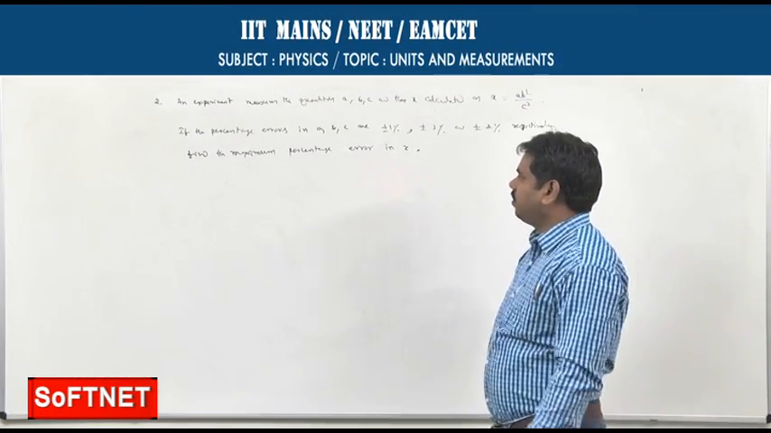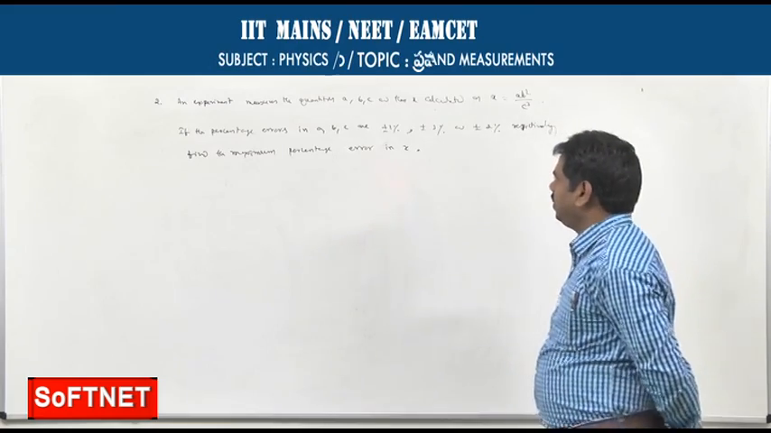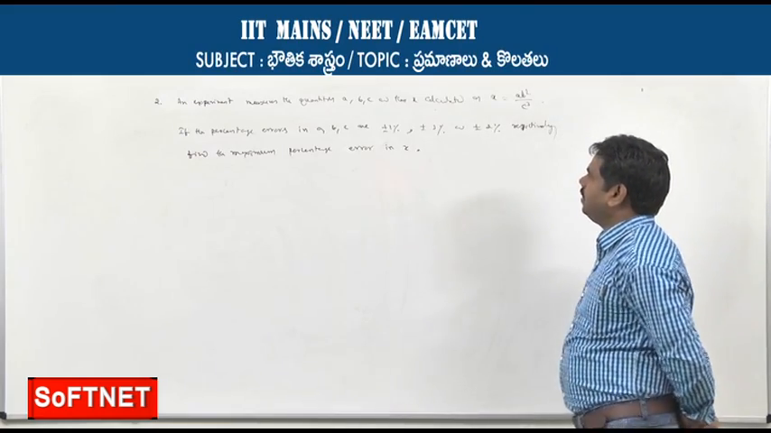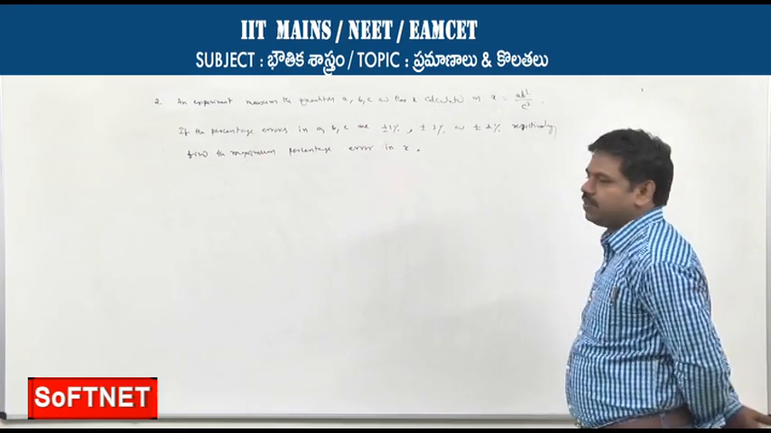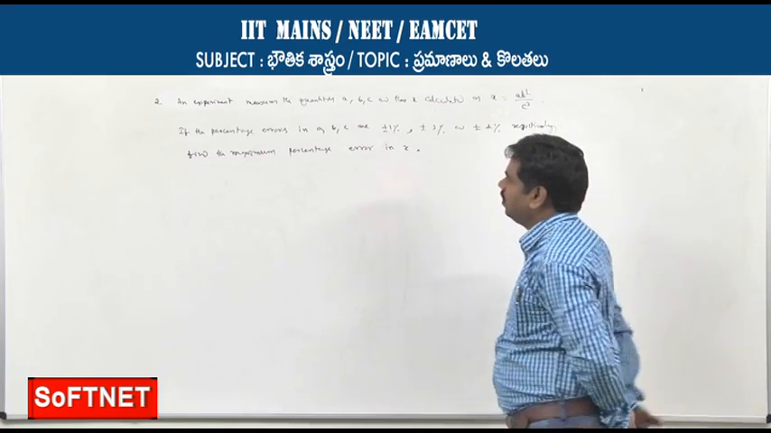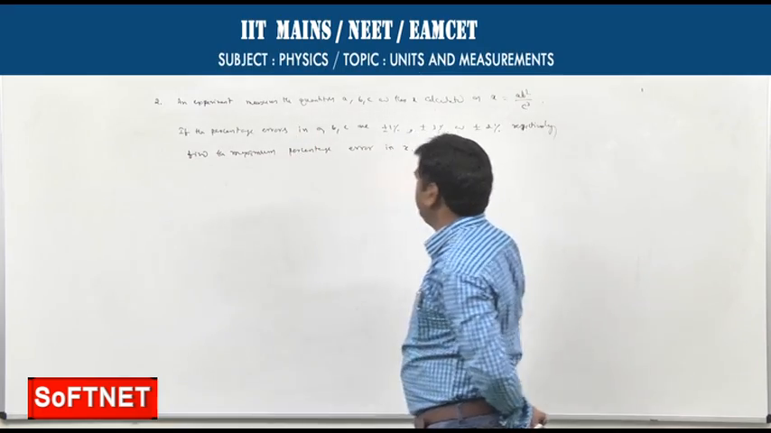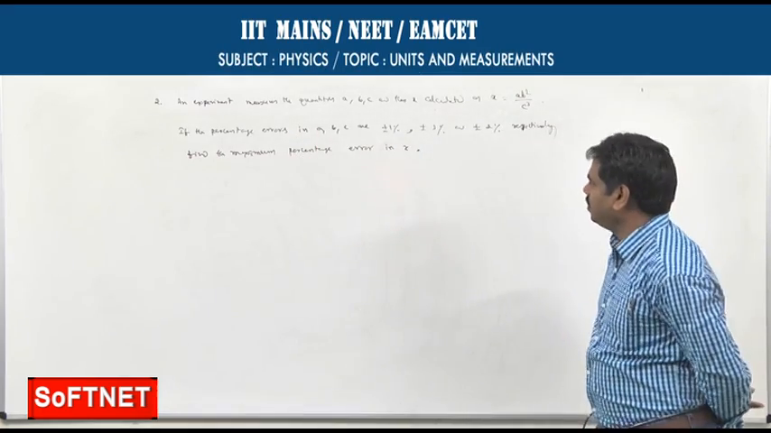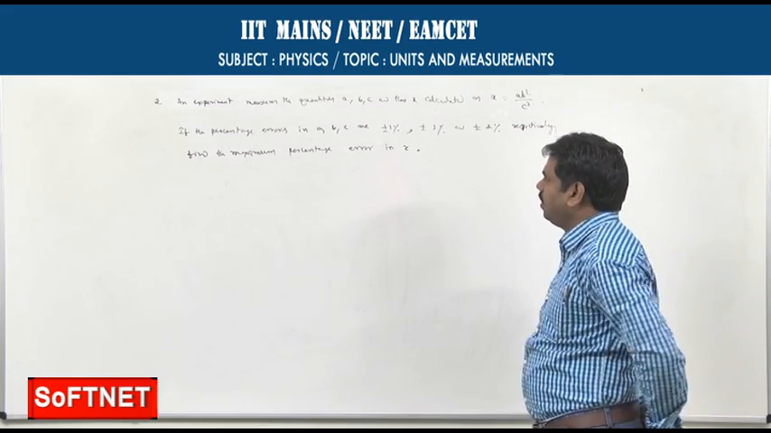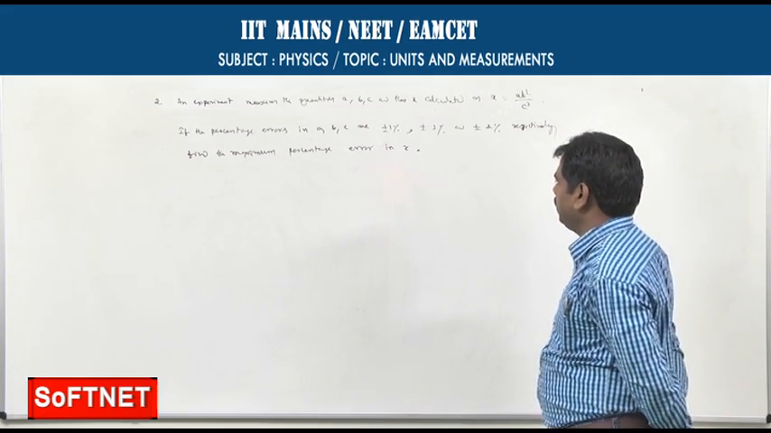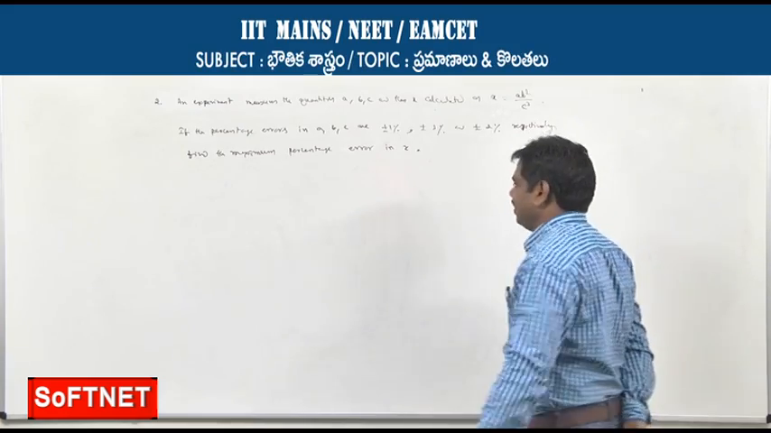Here we go, the next problem. An experiment measures the quantities A, B, C and then X is calculated by the relation X is equal to AB square by C cube. If the percentage errors in A, B, C are given as plus or minus 1%, 3% and 2% respectively, find the maximum percentage error in measuring X.